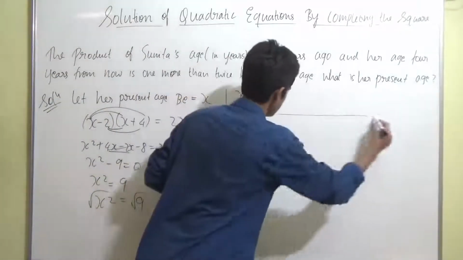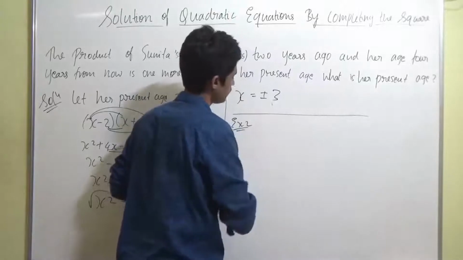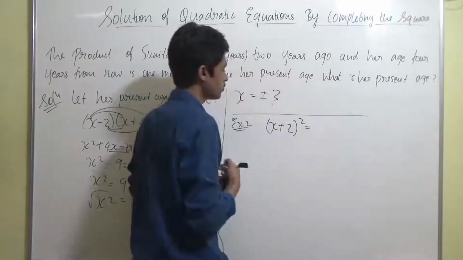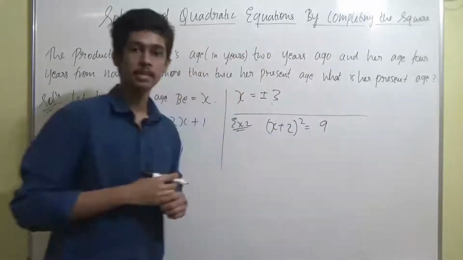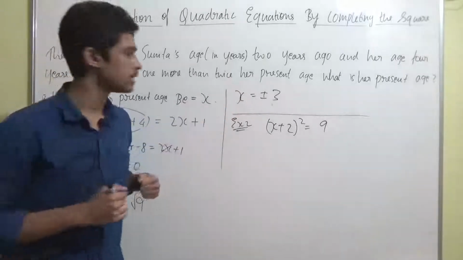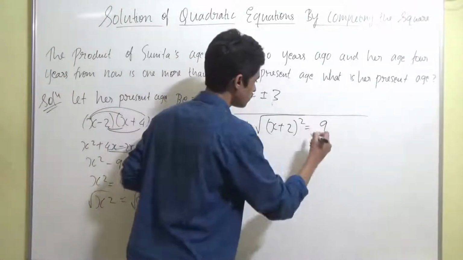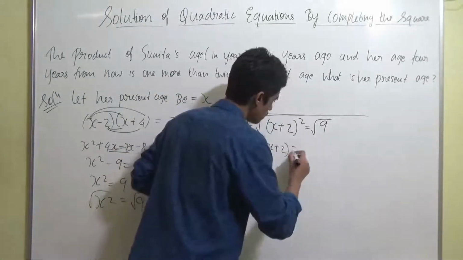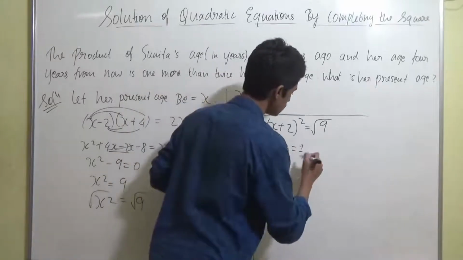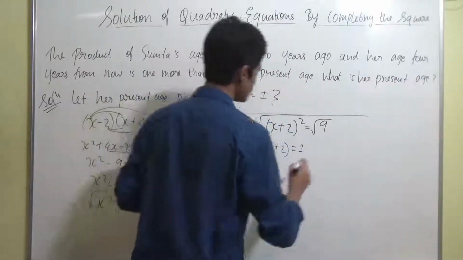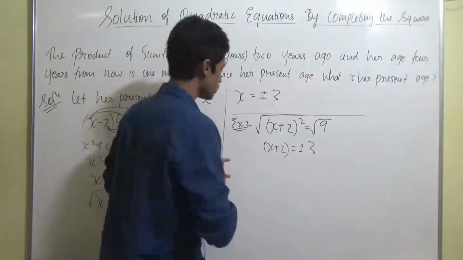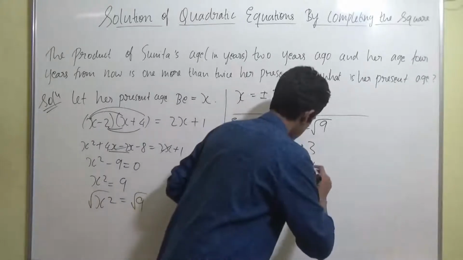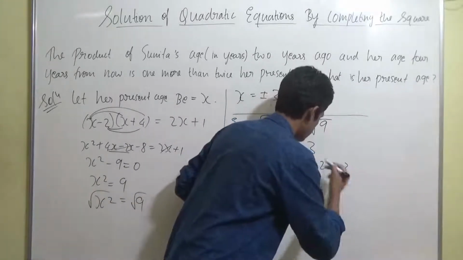For example, 2 we can consider. This is like (x plus 2) whole square equal to 9. Getting it, guys? Now if I take the root on both sides, LHS and RHS, this becomes x plus 2 and this becomes plus or minus 3. So now there are two conditions possible: x plus 2 equal to 3 and x plus 2 equal to minus 3.